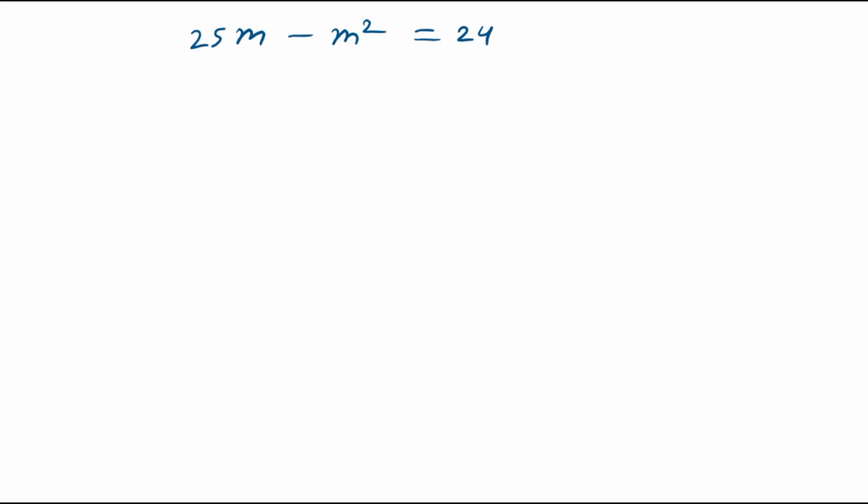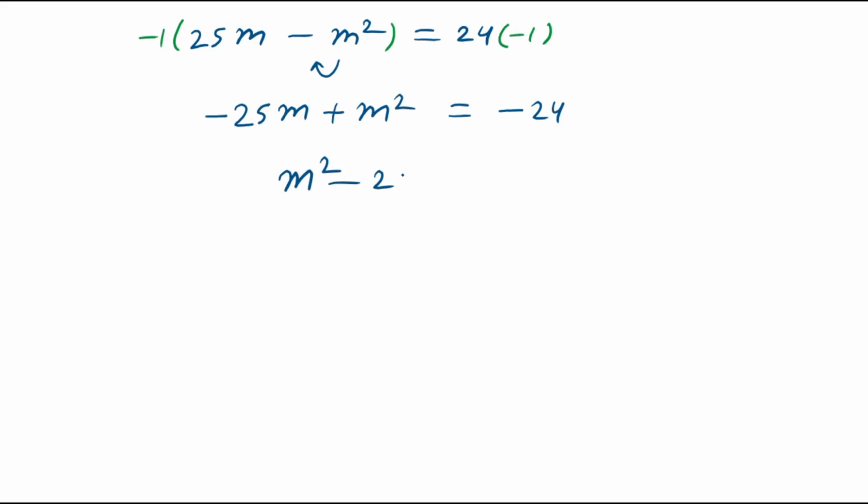On the left hand side the coefficient of m square is negative, so if you want to make this negative to positive, multiply both sides by minus 1. Then minus 1 multiplied by 25m gives minus 25m, and minus 1 multiplied by minus m square gives plus m square, and 24 multiplied by minus 1 gives minus 24. On the left hand side this expression is m square minus 25m, this is equals to minus 24.